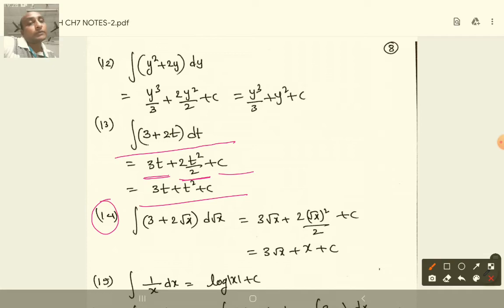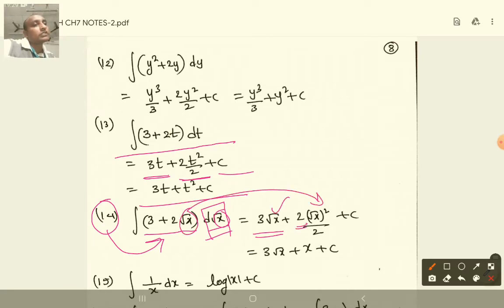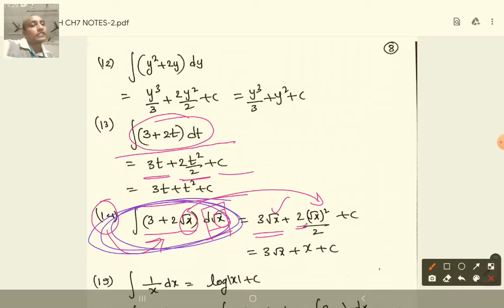Here you see the 14th question, particularly the 14th question is a different method. See, it is not dx, it is not dt, it is not dy. That means we are integrating with respect to root x. So 3 plus 2 root x is 3 root x, because here the variable is root x. So 3 root x plus 2 into root x can be written as root x whole square by 2. So it is 3 plus 2t dt. It is 3 plus 2 root x d root x. So the variable of integration is root x here. Whole root x can be taken as the variable of integration here.